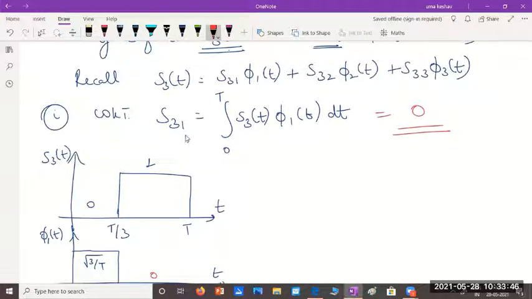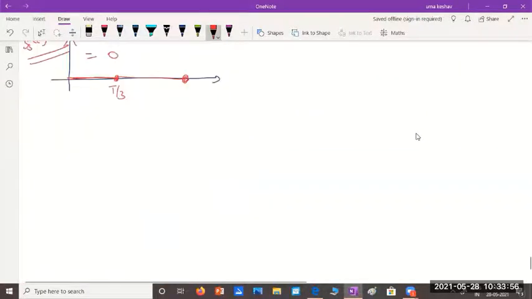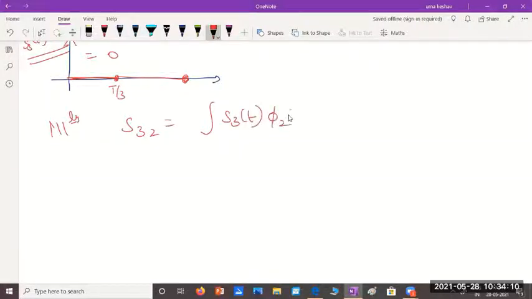Therefore, just like in the previous case, because the waveforms given to us are like that, the S31 value is 0. Now let's move on and try to find the projection. Similarly, how do I find S32? S32 is defined as the projection of S3 of t over phi 2 of t in the interval 0 to t. Okay, so this is how we define S32. Can you try to draw these waveforms and find? Do it.